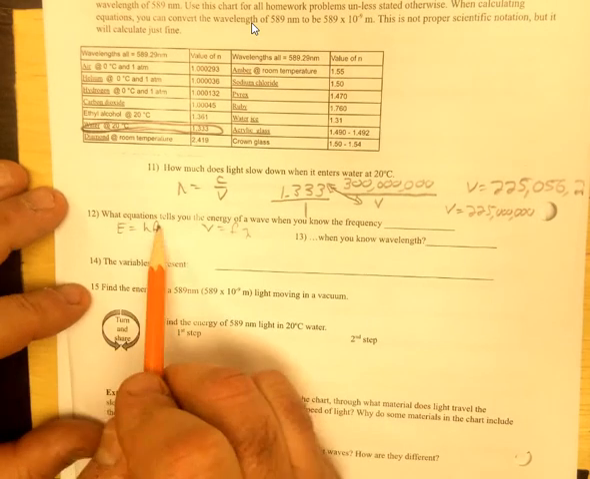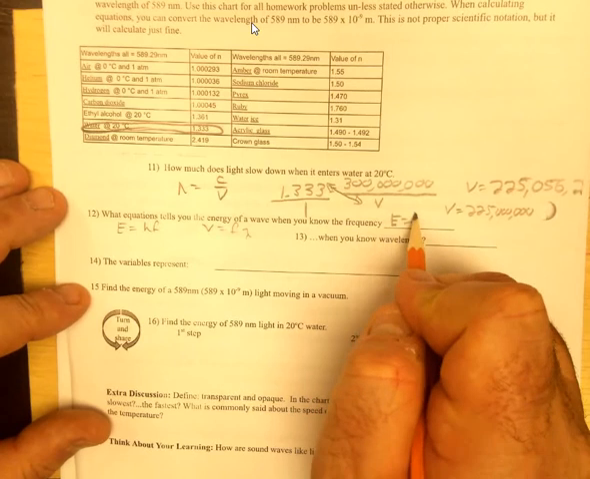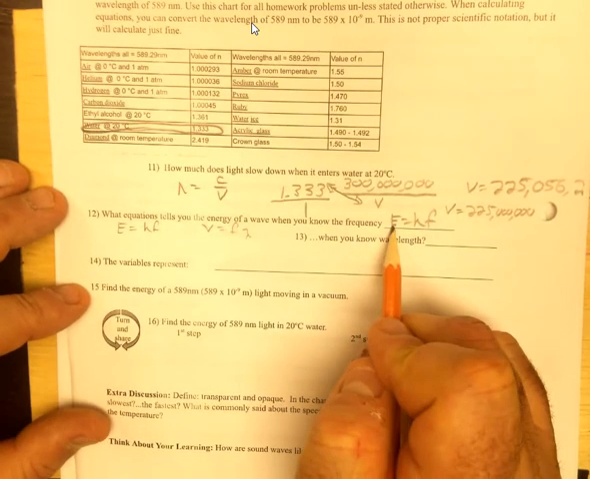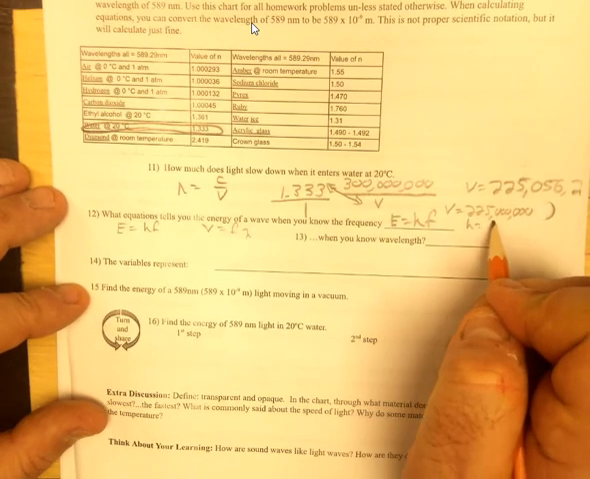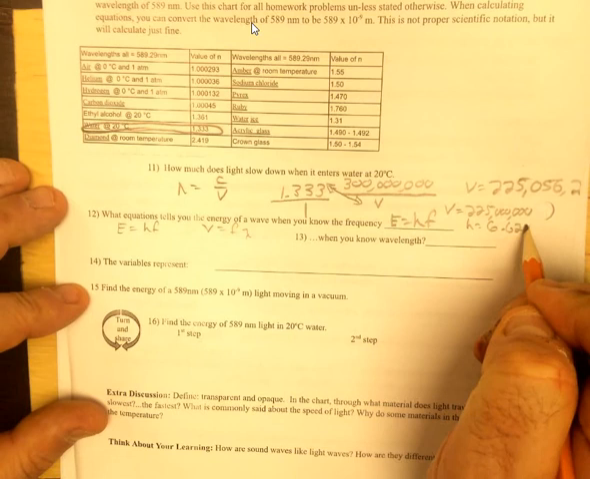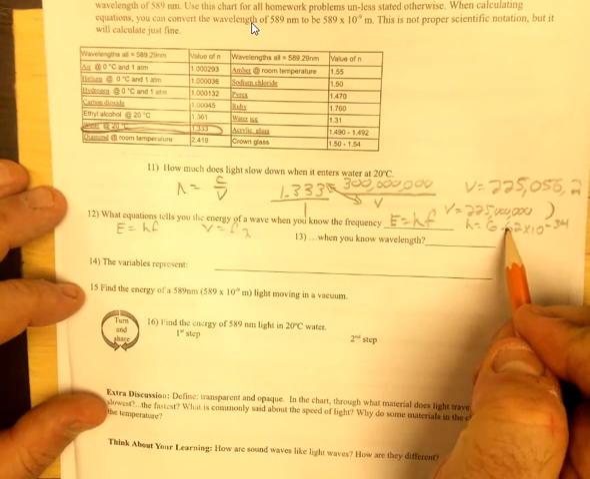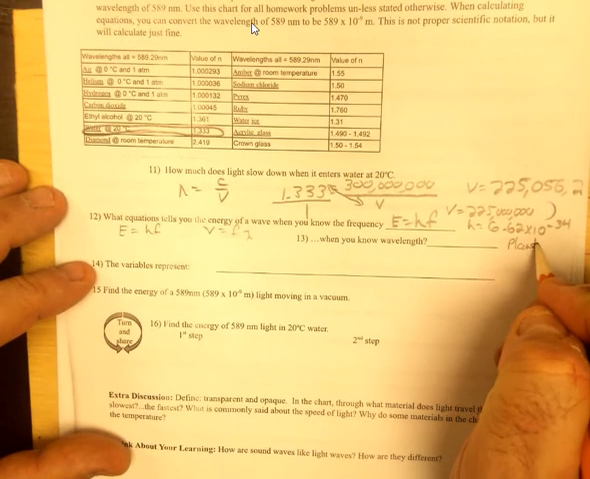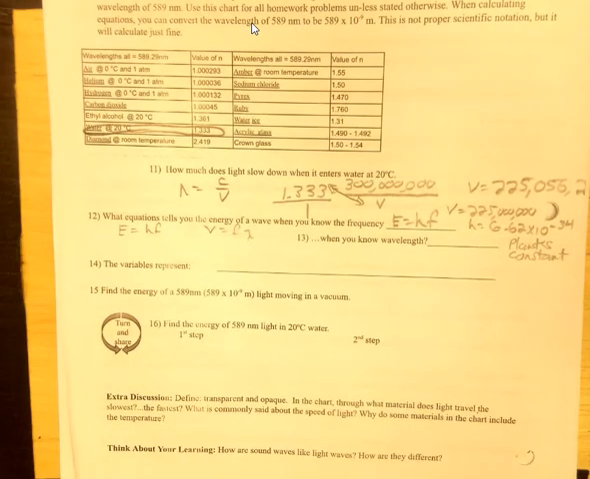What equation tells you the energy of a wave when you know the frequency? That is E equals hf. E is the energy, f is the frequency, and h is a special number, 6.62 times 10 to the negative 34th. That number will always be given to you. You do not need to memorize it. It is called Planck's constant. You do need to memorize that name so that if you ever needed to look it up on the web, you know what to type in the Google search.